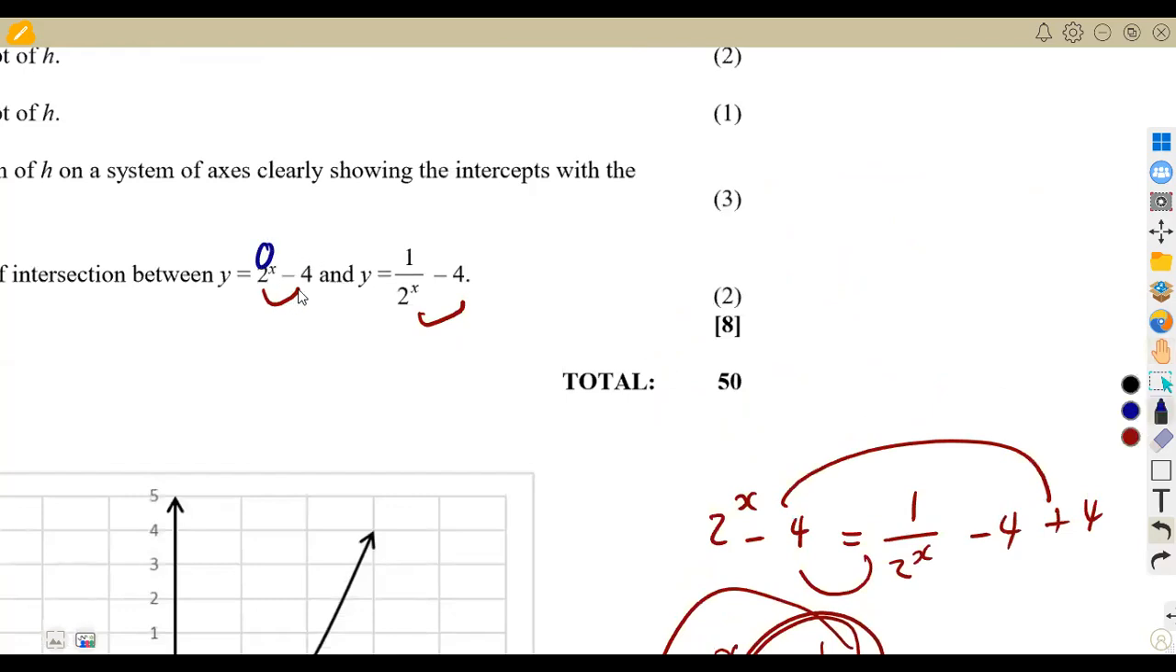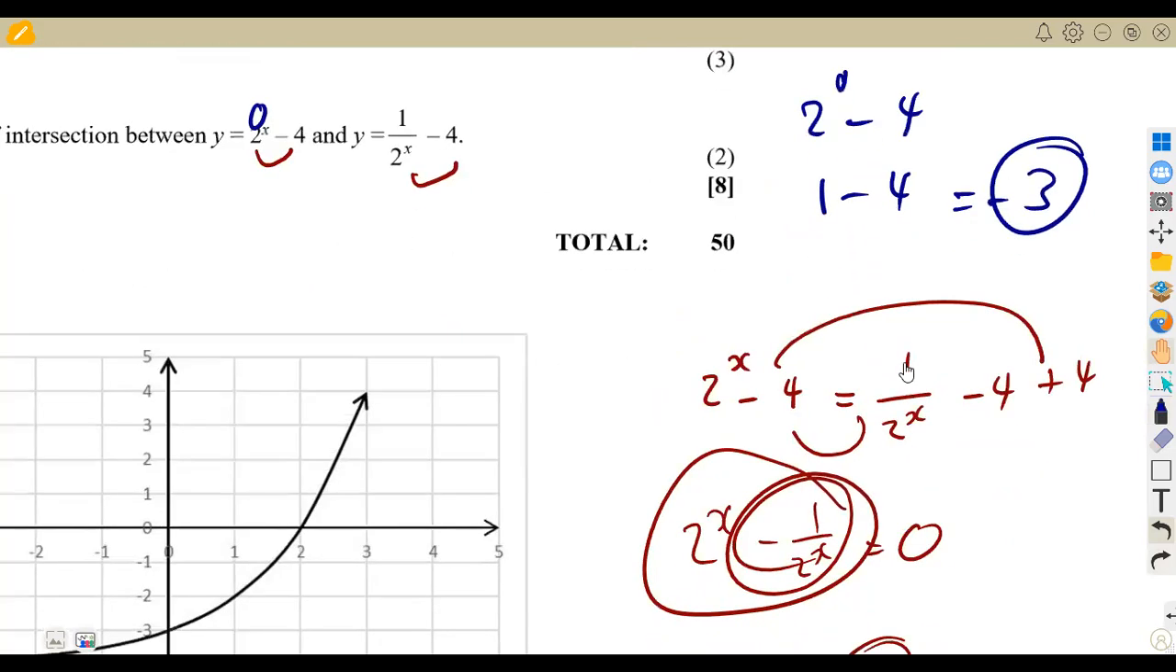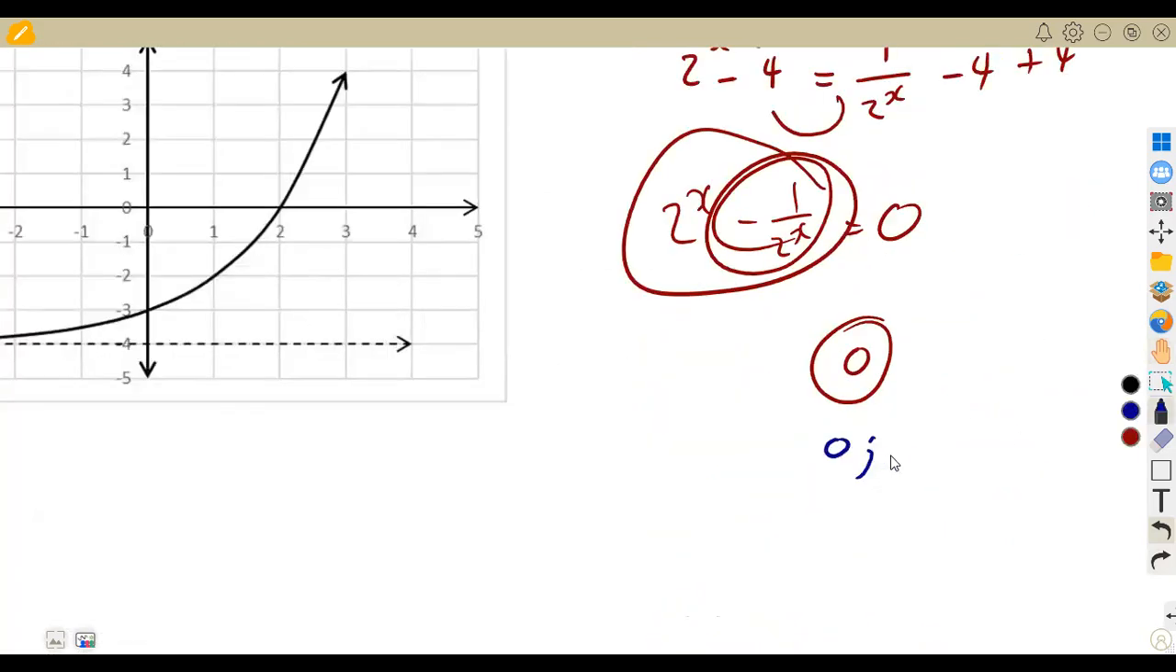To find the y value, you can now substitute in any of the equations. Substitute 0 there, y becomes -3, because if you substitute 0 here, it's 2 to the exponent of 0, minus 4. That is 1 minus 4, which is -3. So we are back again to the same point, 0, -3.